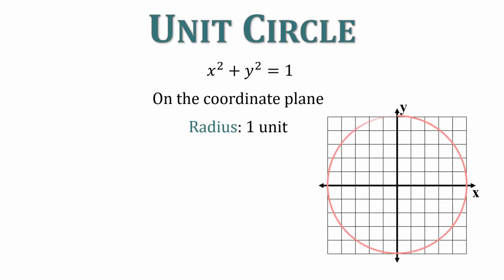Here we have a coordinate plane. This is our circle, and its radius is 1 unit all the way around the circle, hence it's a unit circle.